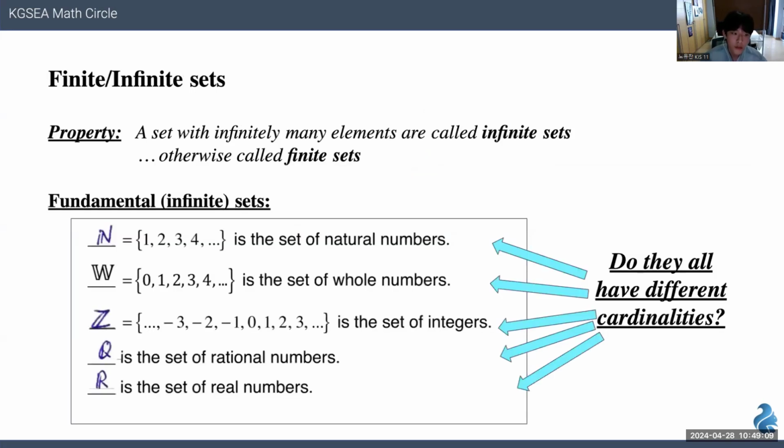Now I will move on to finite and infinite sets. This is really intuitive and related to common sense, because obviously if you have infinitely many elements in a set, it's called an infinite set. And otherwise they're called finite sets.